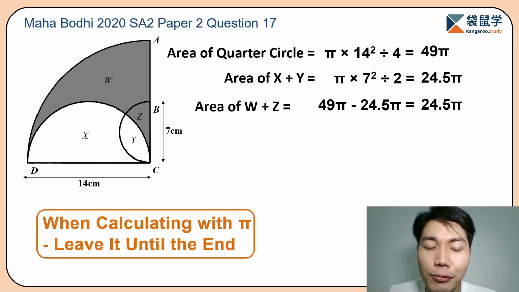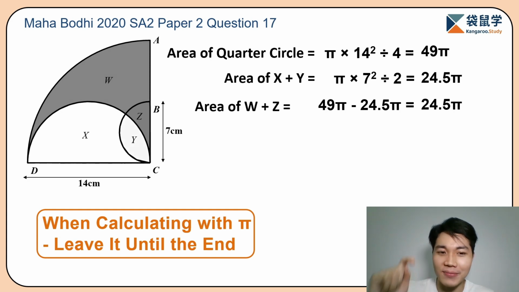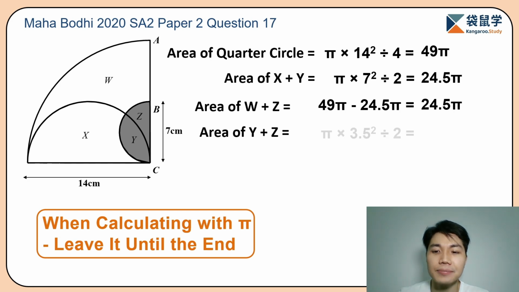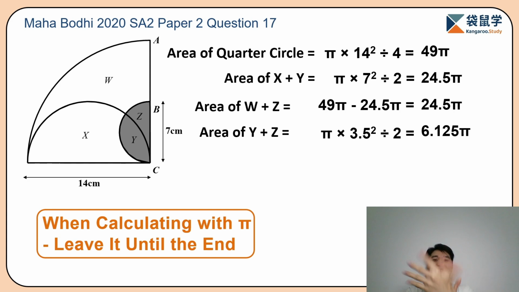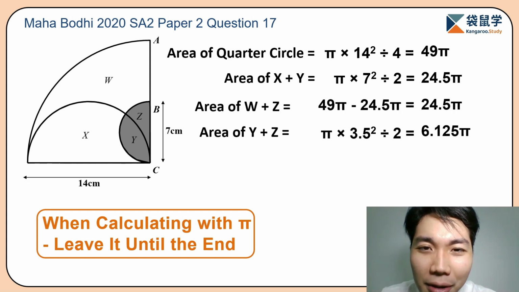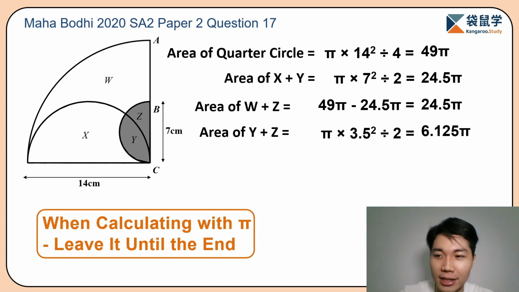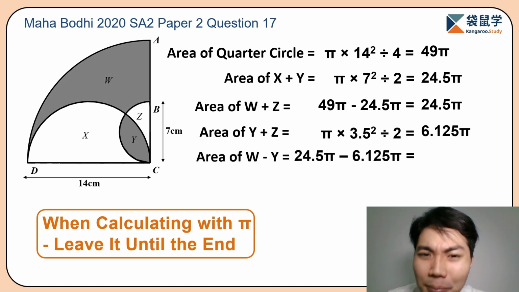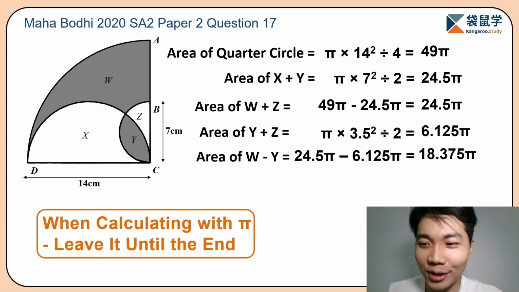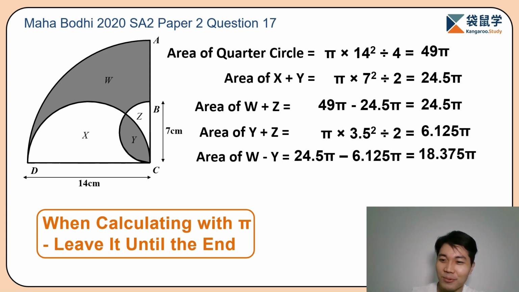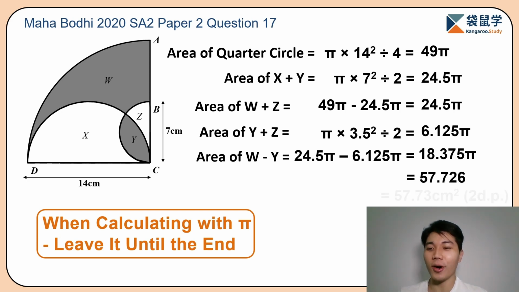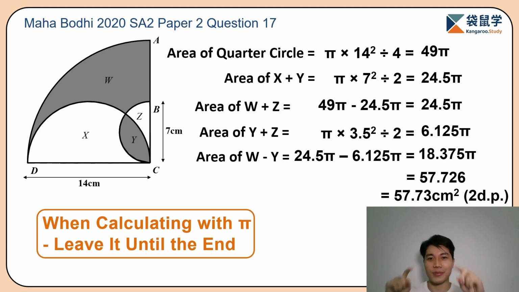And next, we move on to y plus z. Right, this remaining part, all we have to do is, area of this small semicircle, 3.5 squared divided by 2, which will be 6.125. And then, to calculate the w minus y difference, all we have to do is subtract. So, area of w minus y is just 24.5 minus 6.125 pi, which is just equals to 18.37 pi. And then, we can convert and multiply with pi. And we get 57.726 or 57.73 cm squared in 2 decimal places.